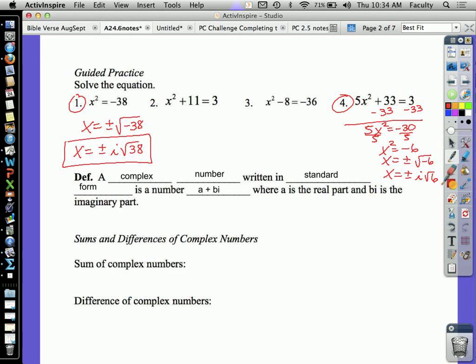Okay, we have a definition. A complex number written in standard form is a number a plus bi, where a is the real part and bi is the imaginary part. Now I want you to draw a diagram with me here, and we now have the complex numbers. Up to this point, we only knew about the real numbers. And so let me make a connection here for you.